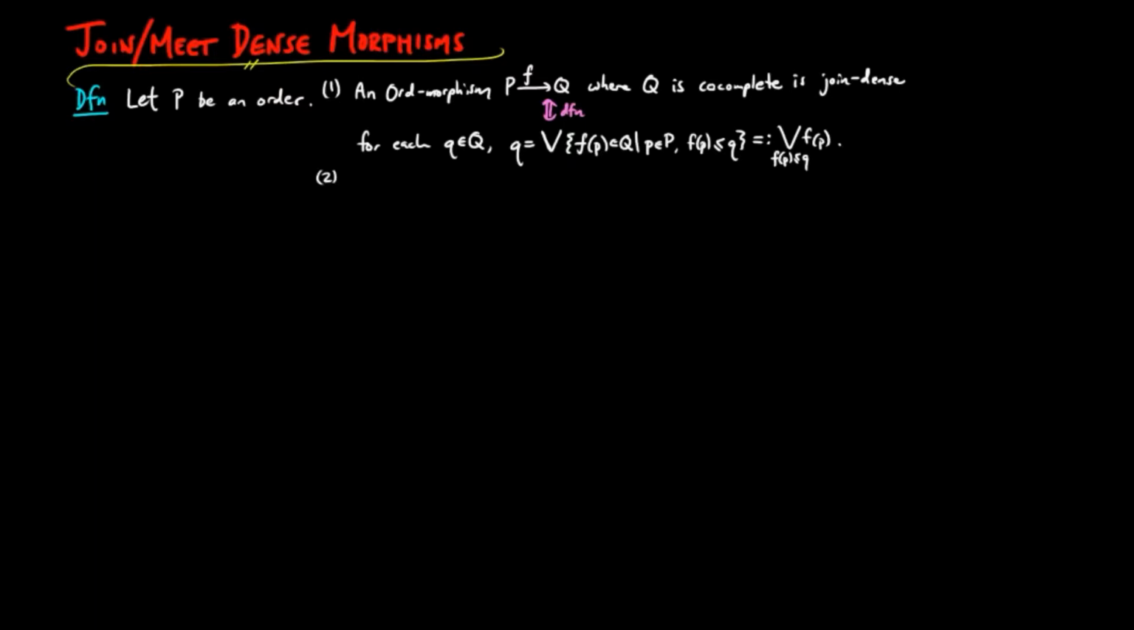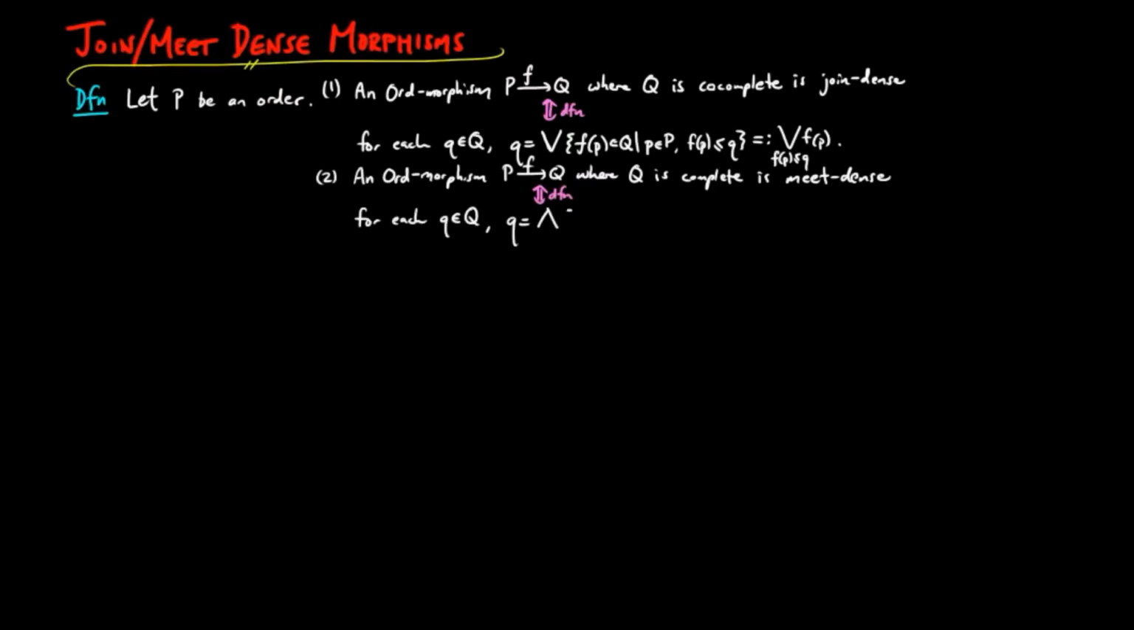And 2. An order morphism F: P → Q, where Q is complete, is meet dense, provided for each element q in Q, q is equal to the meet of all elements F(p) in Q, such that p is in P and q is less than or equal to F(p).